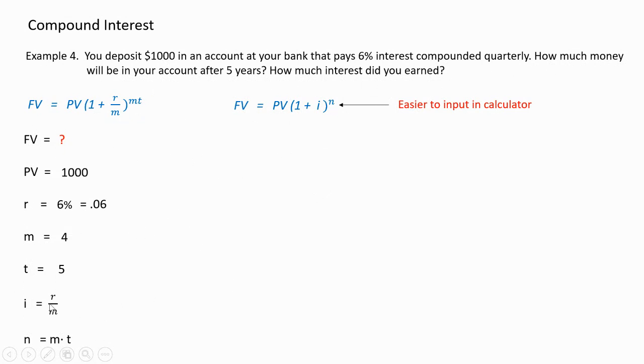And T is 5. So I is equal to R divided by M, right? My R is 0.06 divided by 4, which is going to give you 0.015. And my N is M times T, so it's going to be 4 times 5, which is equal to 20.